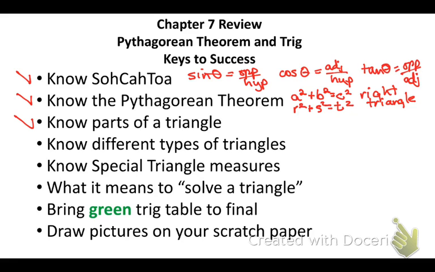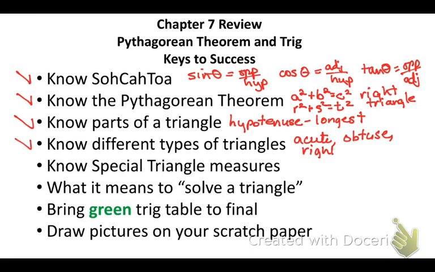Please know the parts of a triangle, know which one is the hypotenuse. The hypotenuse is always the longest. And make sure you can identify the two legs. Know the different types of triangles, so acute, obtuse, right triangles, and scalene triangles. Know what those mean.